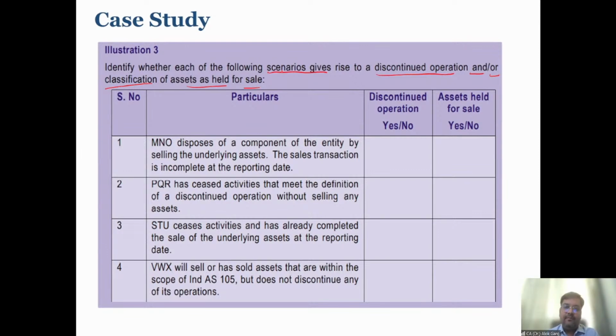For example, MNO disposes of a component of the entity by selling the underlying assets. Disposes of, written in the question, a component of the entity by selling the underlying assets. The sale transaction is incomplete at the reporting date. What is your answer, guys?